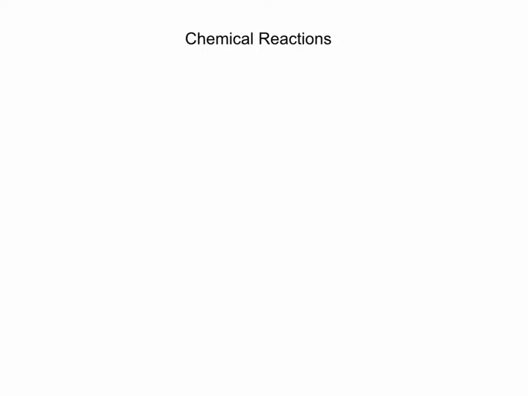Now that we know how to write compounds and name compounds, we know what they're made of and how they interact with each other, we can finally now talk about chemical reactions. And a chemical reaction is just how different atoms or molecules interact with each other and rearrange. And we represent a chemical reaction with a chemical equation.